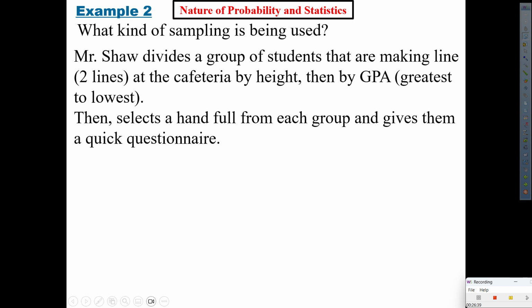Problem number 2. Mr. Shaw divides a group of students that are making 2 lines in the cafeteria by height, then by GPA. Then selects a handful from each group. A handful. Talk to your neighbor, let them know what kind of data sampling is that.